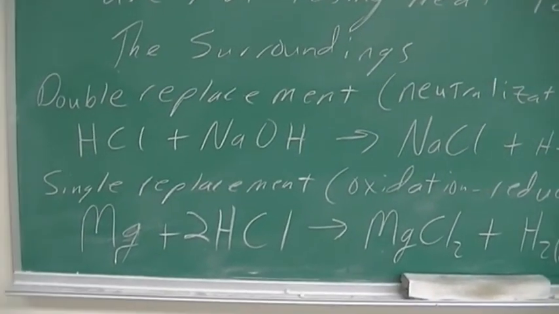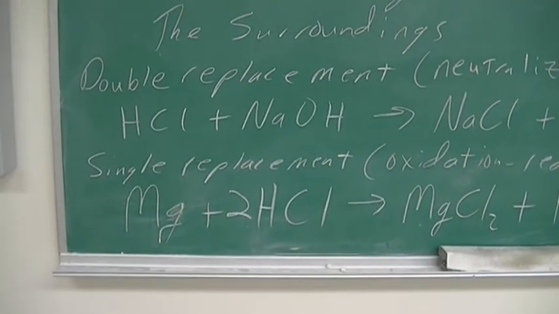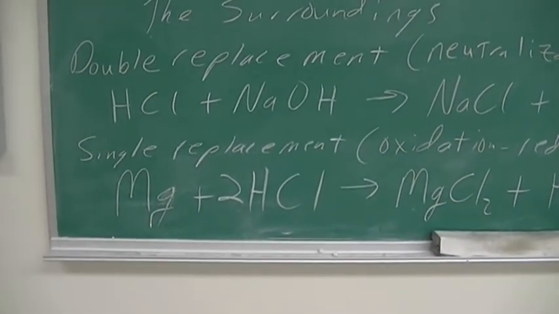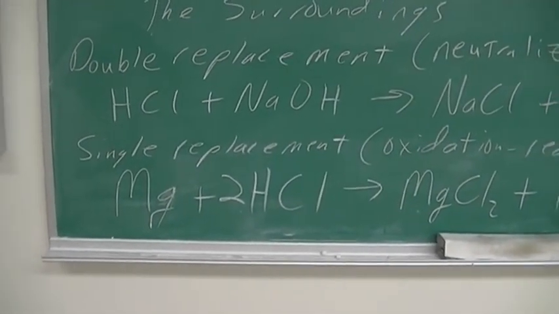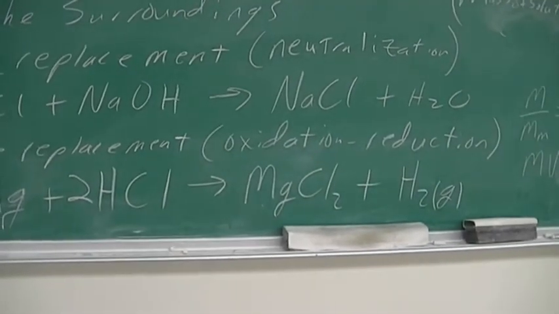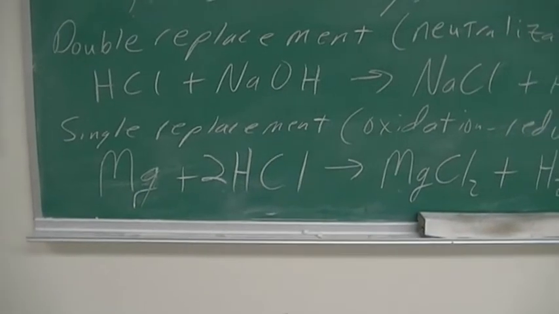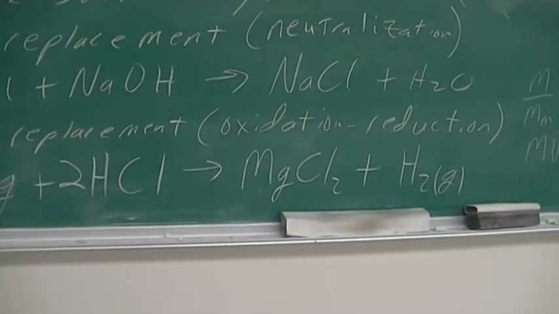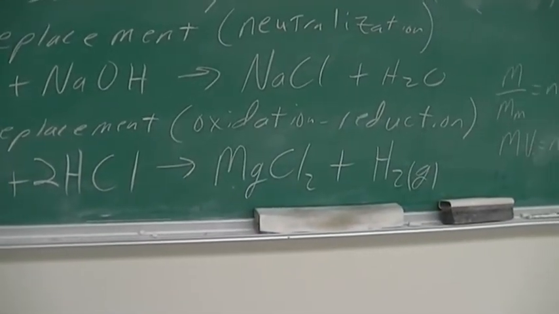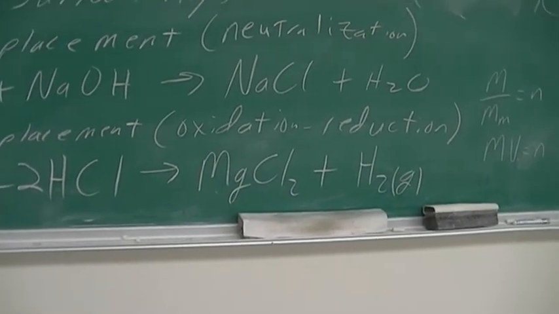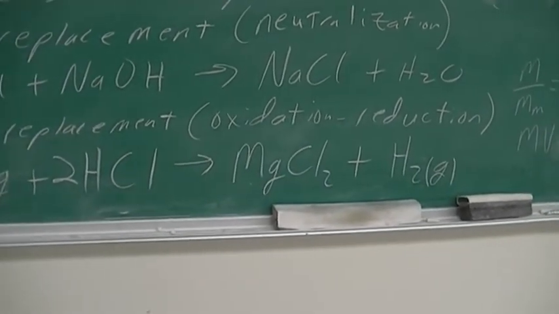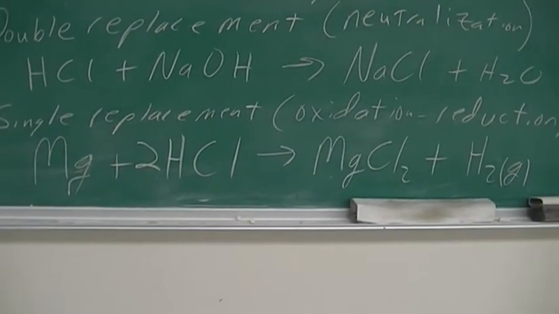The second reaction that we did was magnesium plus HCl. I have balanced the reaction for you. This single replacement is also an oxidation reduction reaction. So your magnesium plus your two HCl's give you your MgCl2, magnesium chloride, and hydrogen gas. The bubbles that I was hearing coming out were hydrogen gas being released.